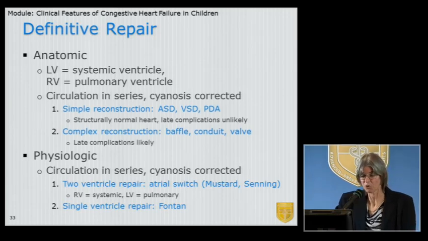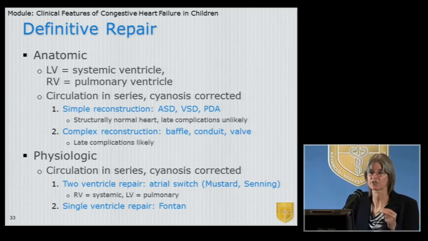Then we have what we call the physiologic repair, where the circulation is in series, so the blood goes first to the lungs and then returns to the heart, and the cyanosis is corrected. But even if you have a two-ventricle repair, like in the situation of a Mustard or a Senning, the atrial switch, your right ventricle is the systemic one, and the left ventricle supports the pulmonary circulation. You might say, so what's the problem? Well, there is a problem.